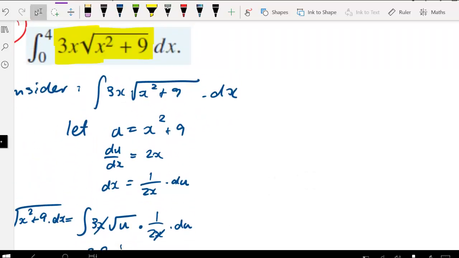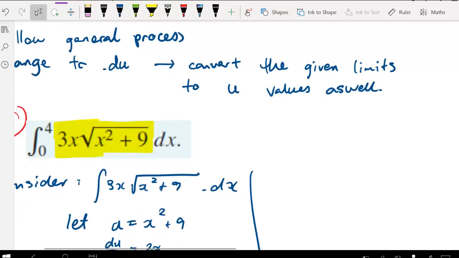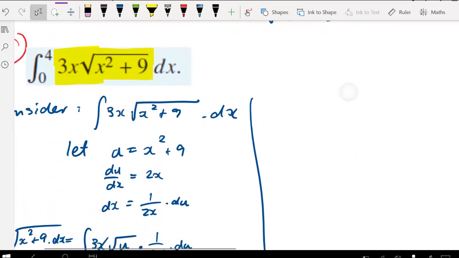We don't have to worry about utilizing plus c when we do our definite integral, but we'll go back up here, and so now, before we jump into the integration, we want to find u in terms of x for the limits given. So the lower limit is x is equal to 0, and the upper limit is x is equal to 4.